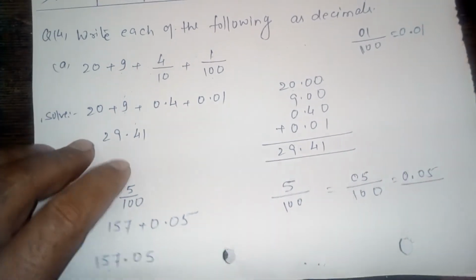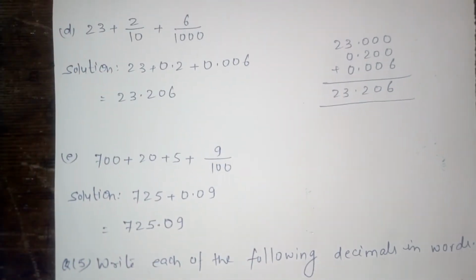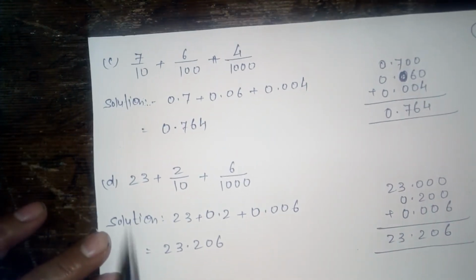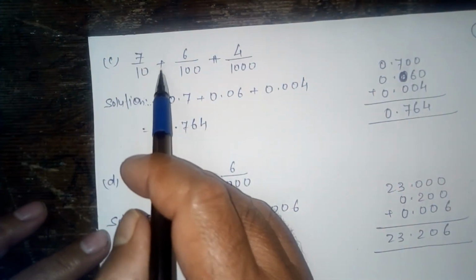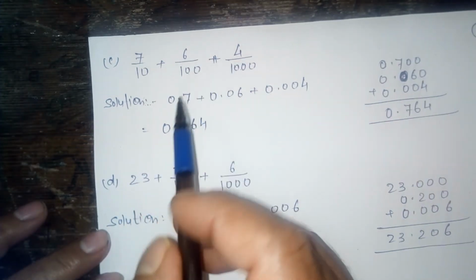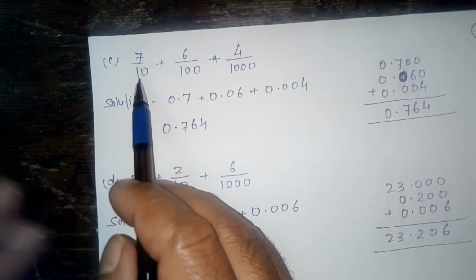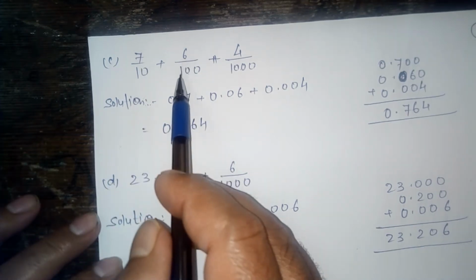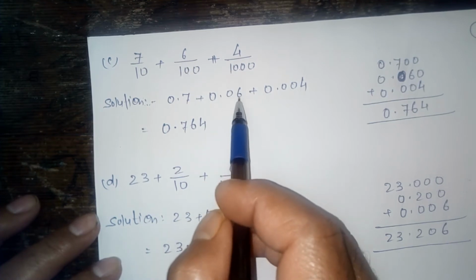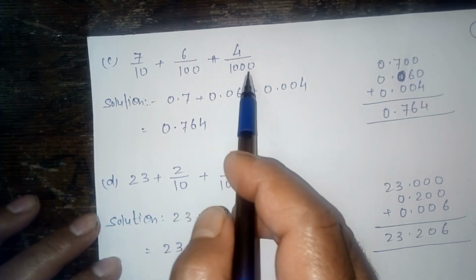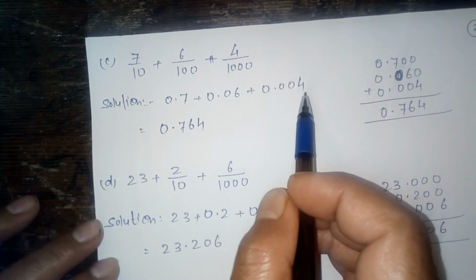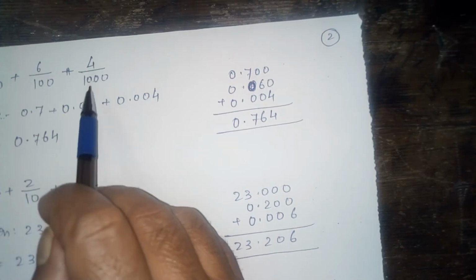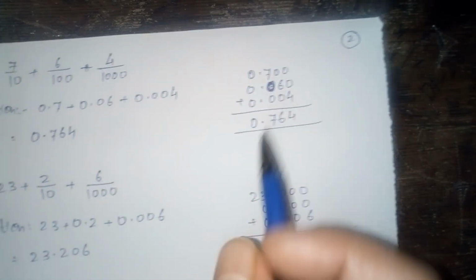Okay, again my dear student, your next question. All these questions are very easy for you. This is 7 upon 10 plus 6 upon 100 plus 4 upon 1000. Okay, we will apply the same procedure. 7 upon 10 means 0.7, 6 upon 100 means 0.06, 4 upon 1000 means 0.004. How? Look here.